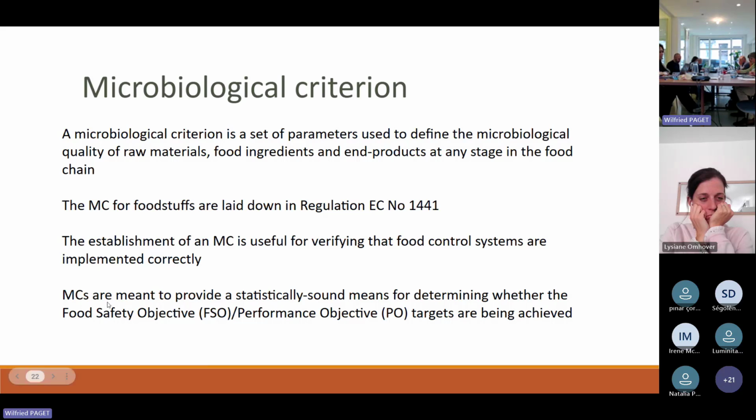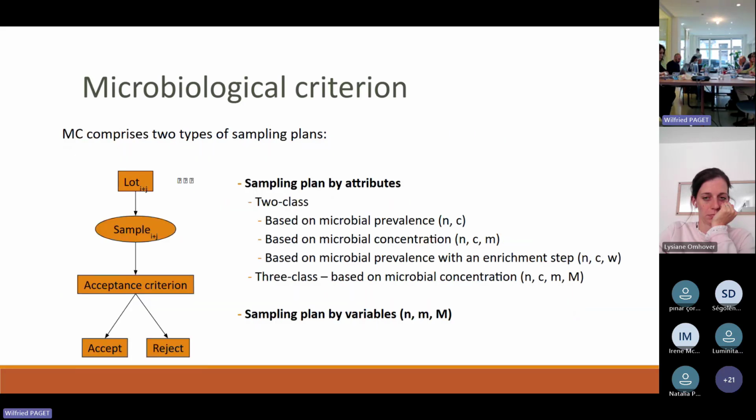And within the paradigm of food microbiological safety, the microbiological criteria are like a bridge between the food safety objective or the performance objectives and what is happening at processing level. So in terms of classification, there are two types of sampling plans: sampling plans by attributes and sampling plans by variables. In microbiological criteria, we are using the sampling plan by attributes.